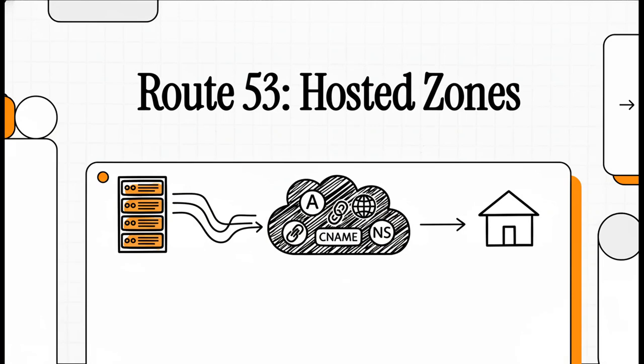All right, let's dive into a really core piece of AWS architecture, Route 53 hosted zones. This is all about where your DNS records live, and trust me, it's something you absolutely have to get right. Why? Because if you mess this up, your whole application can go dark, no matter how perfectly you built everything else. So let's get into it.